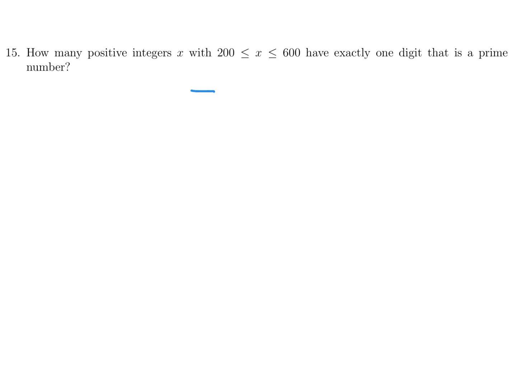So we've got 3-digit numbers, and we want exactly 1 digit to be prime. So basically only 1 digit to be prime. Okay, so first of all, the digits that are prime are 2, 3, 5, and 7, right? And the digits that are not prime are 0, 1, 4, 6, 8, and 9. 1 is not a prime number.